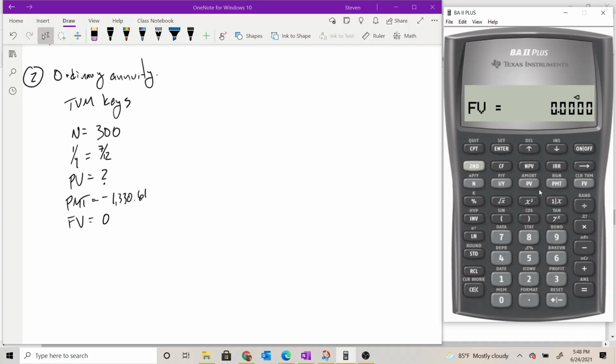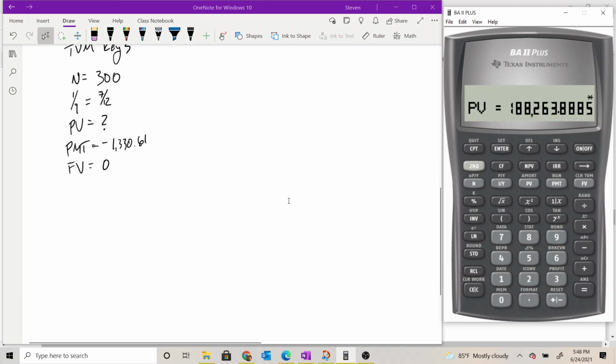We can solve for the 5th, which is present value in this case, by hitting compute, PV, and the balance on this loan, the amount that we owe right now, after making 60 payments, is $188,263.89.